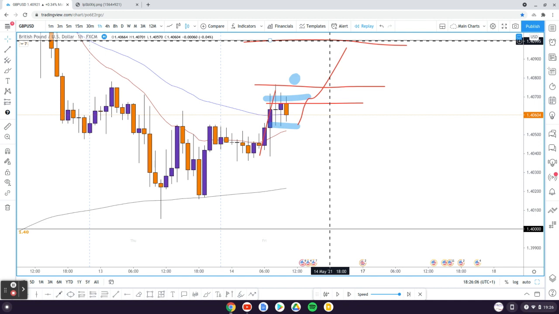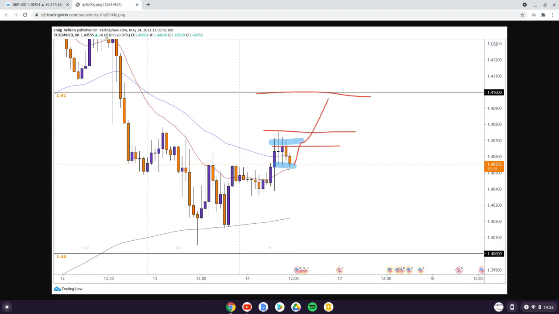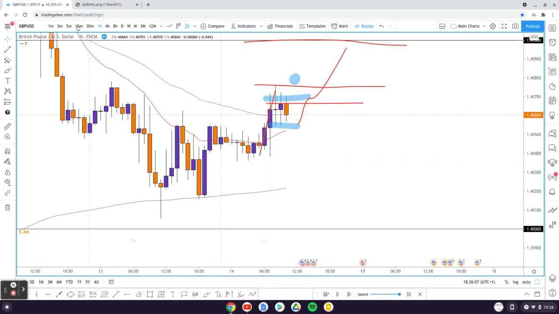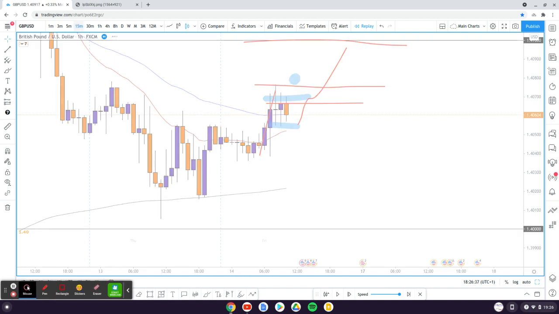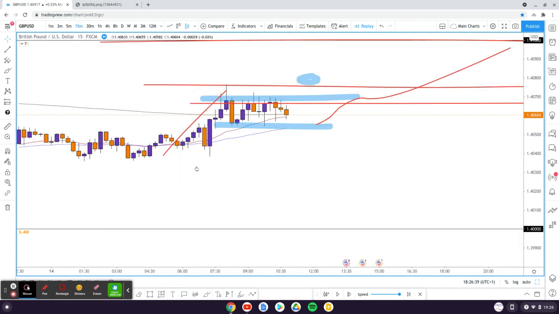But that was my thoughts, and this was at 10 past 11 in the morning. So as this candle was forming, just as I was about to enter, I entered at 1.4055. So this is what I'm putting into my journal. And I was below the lows of the previous 1 hour. I was at 15-minute structure support. There's nothing fancy going on. As I say, there's nothing that's overly complicated, right?